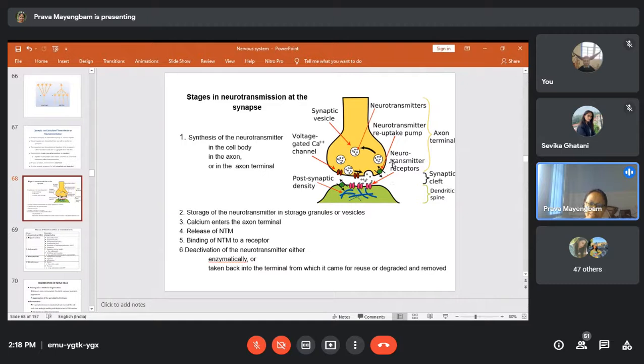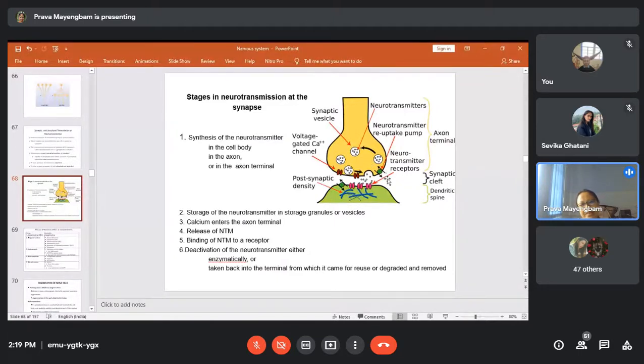The calcium channels will open. Something like when the action potential is generated, the channels for positive ions are open. Most exclusively it is for sodium and potassium, and to some extent there will be calcium also. So during this, calcium will influx. The calcium will enter the axon terminal.